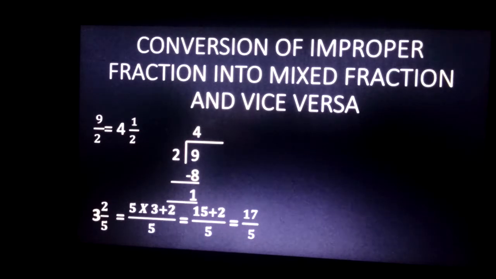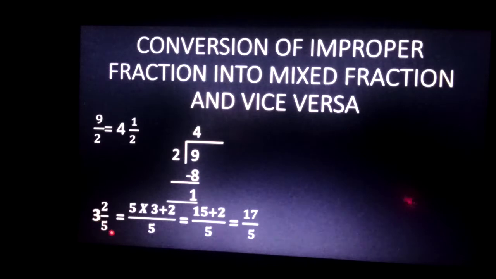Now, how to convert mixed number into improper fraction? Now, I'll start taking from the denominator and move upwards. So here 5 into 3. You can either write 5 into 3 or you can write 3 into 5.